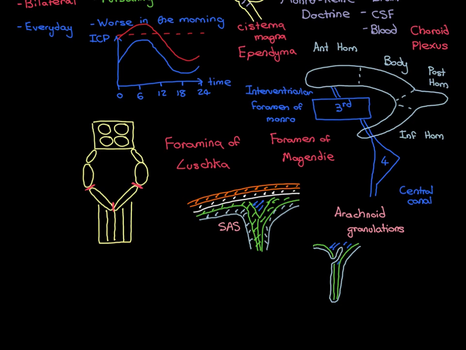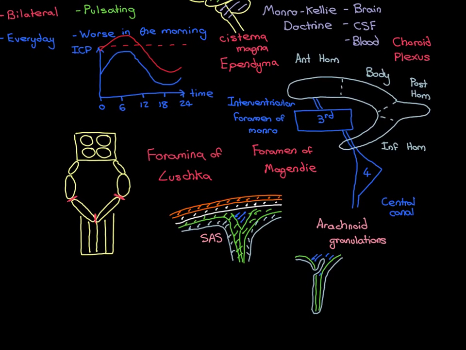Okay, so that completes my CSF story. We've discussed the ventricular system here. CSF is created in the ventricles by the choroid plexus. It then moves into the fourth ventricle, through the foramina of Luschka and the foramen of Magendie, into the subarachnoid space. It then moves around the subarachnoid space to where there are arachnoid granulations, and the CSF is then resorbed into the venous blood through the arachnoid granulations. Okay, so that's the control of CSF.